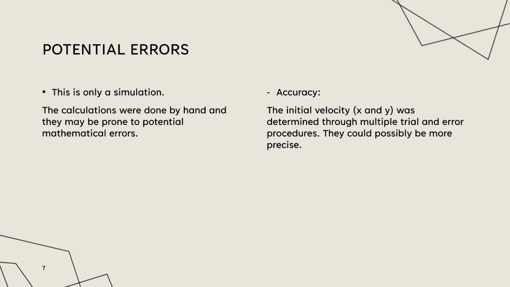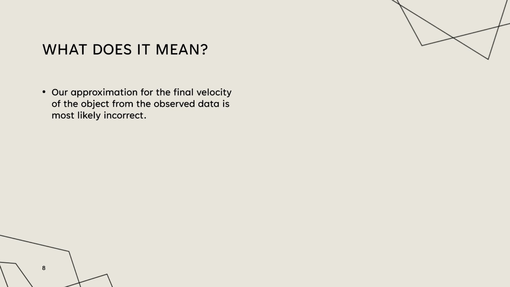Potential errors: this is only a simulation, or in this case, calculation based. The calculations were done by hand and they may be prone to potential mathematical errors. Another potential error is accuracy. The initial velocity, the x and y, were determined through multiple trial and error procedures, and they could possibly be wrong, and maybe even more precise. And what does this mean? Well, our approximation for the final velocity of the object from the observed data is most likely incorrect.